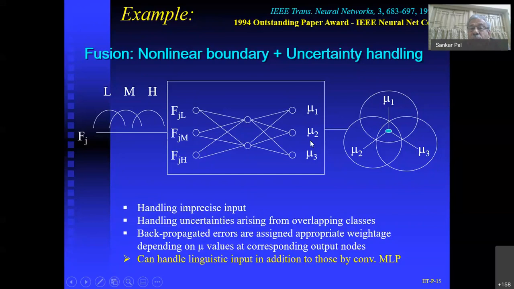Because otherwise, in standard gradient descent search, what do you do? You take the output, and then from that node, you backpropagate. But here we backpropagate to all nodes, depending on the membership value at every node. That instead of making it 0 or 1, we consider all values. It can handle linguistic input in addition to the multilayer perceptron.